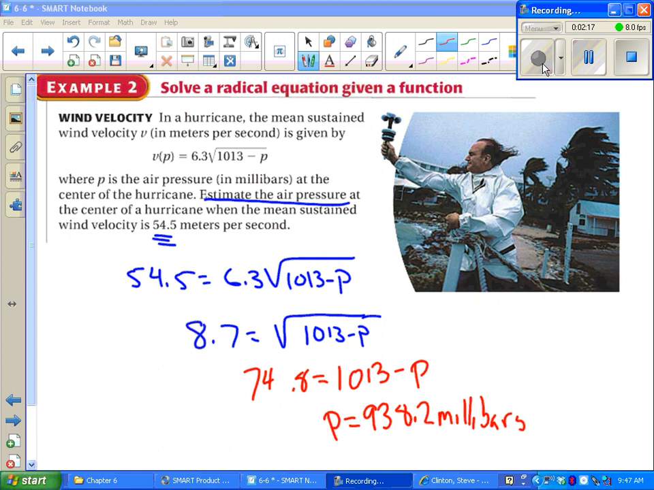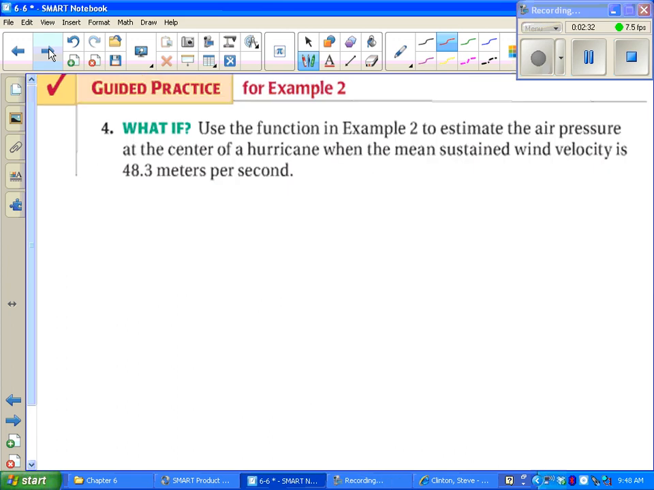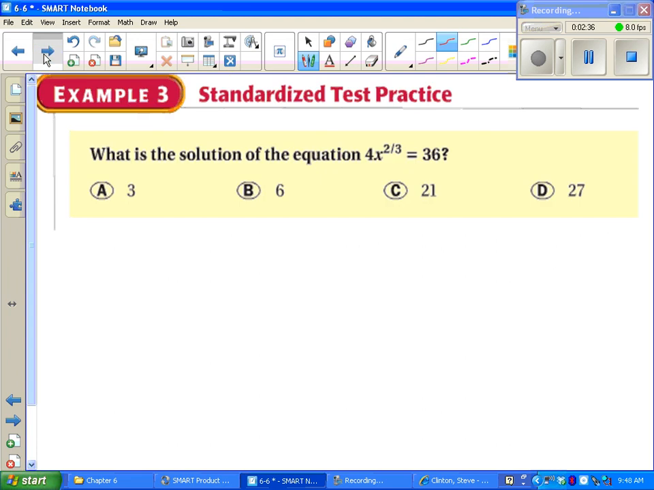Don't forget your units at the end. The air pressure is 938.2 millibars when the wind's velocity is 54.5 meters per second. At this point, you can pause the video and try this on your own, or you can do that later.